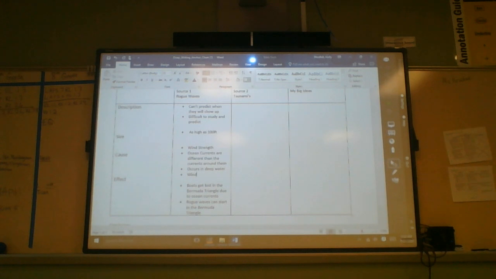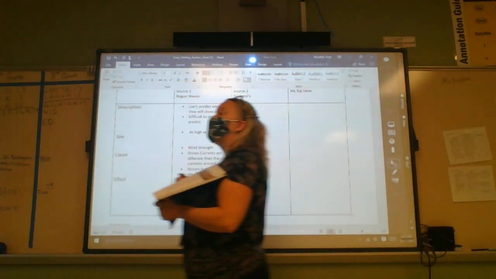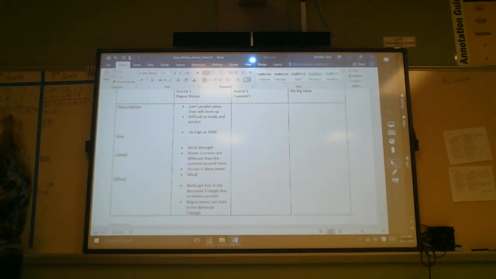Wait, where do you say that? I'm on page 60, ocean depths. Right here. Underline how ocean depth, how deep the ocean is, how does that cause a rogue wave? So if I'm in a very deep area of the ocean, is a rogue wave going to occur? Yes. Okay, find the answer in that paragraph.